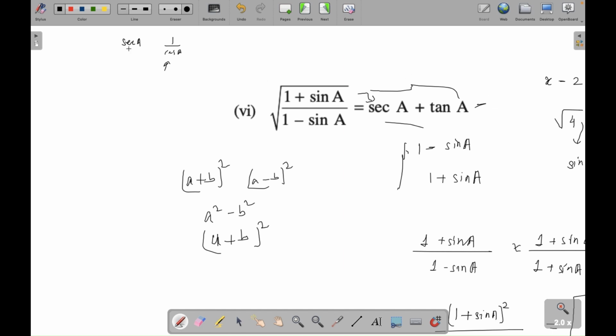If you have sec a and tan a, you can write it in the form of sec square a minus tan square a, which is equal to 1. If you have cosec a and cot a simultaneously, you just need to use cosec square a minus cot square a. And then when you see terms like this, you should understand that you need to multiply with the conjugate. And what conjugate to multiply depends on what is given on the right hand side.